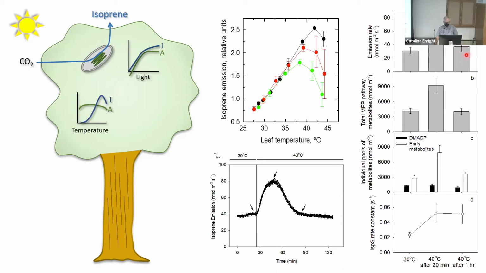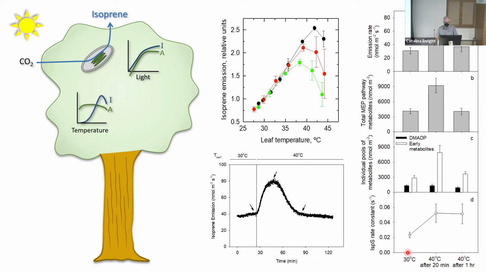And then that substrate goes away after an hour at high temperature. If we look at the total amount of MEP, so this is those two different areas, we integrate those two different areas and add them together, there's a nice big increase in the total amount of metabolites in the MEP pathway, and then it declines.